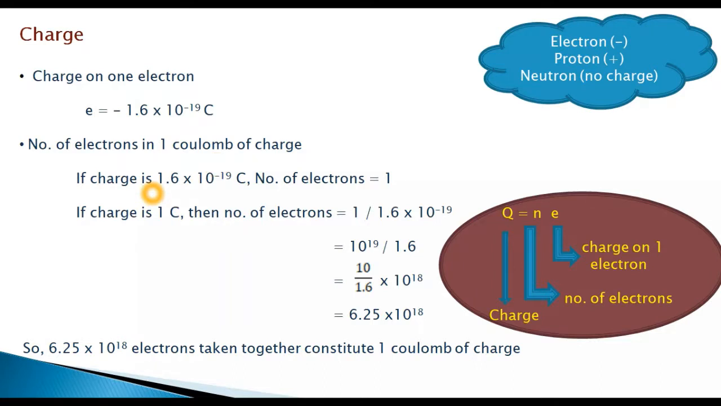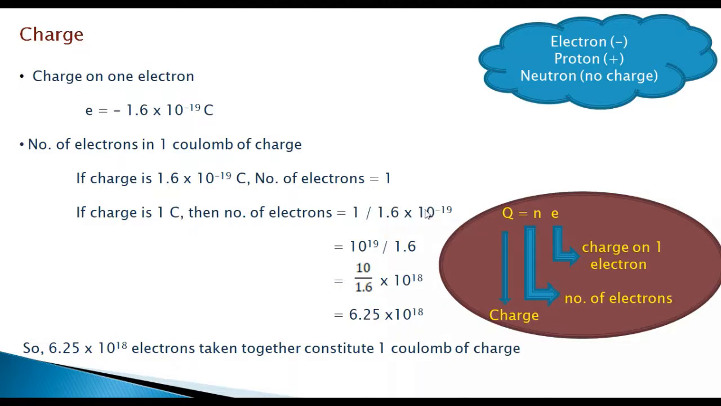Now see, when we are having a charge of 1.6 × 10^-19 coulomb, that means we are having only one electron, because it is the charge of one electron, or it is the charge of one proton. So when the number of electrons is 1, you are having a charge of 1.6 × 10^-19 coulomb. Now I want to find the number of electrons present in 1 coulomb. So our charge here is 1 coulomb. The number of electrons will be 1 divided by 1.6 × 10^-19, right?